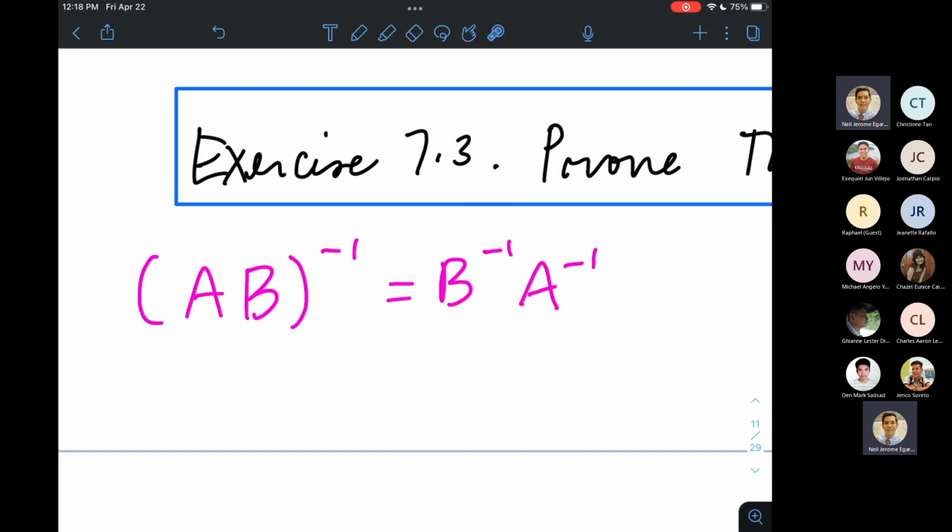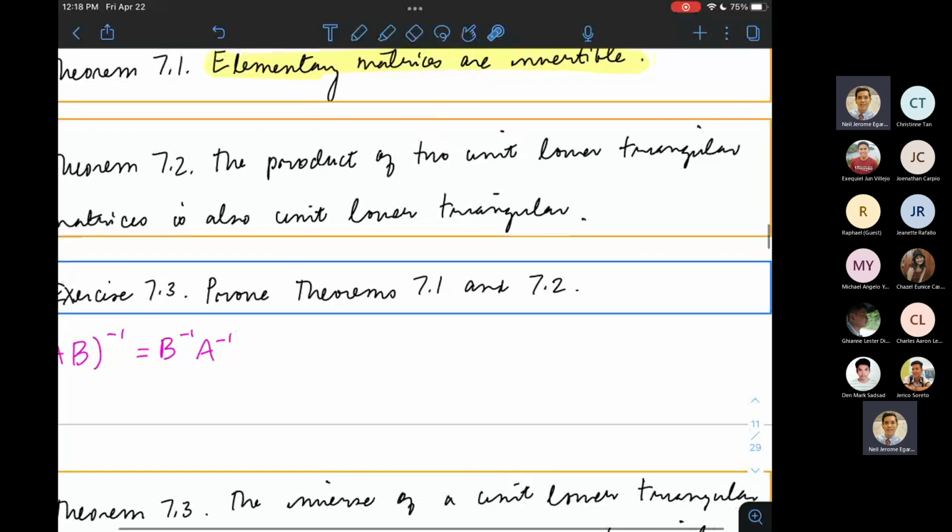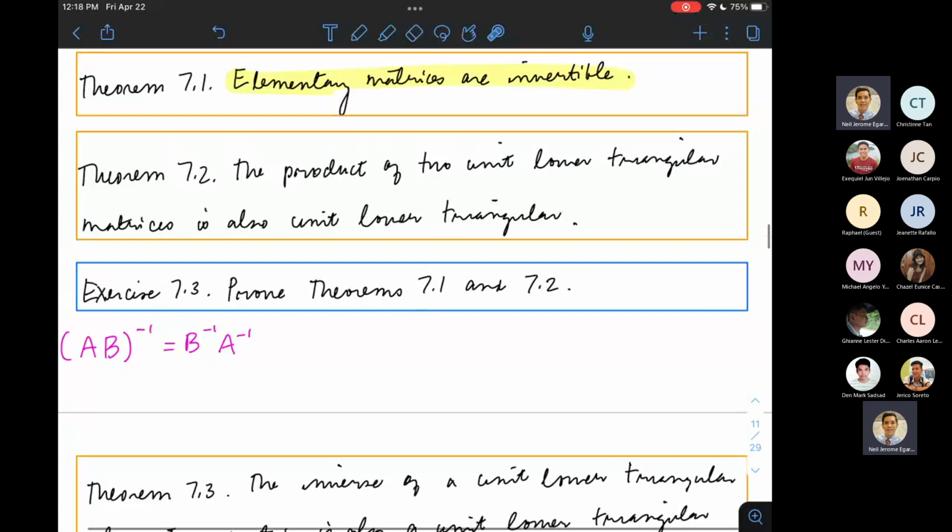And we will use that to further manipulate equation 7.3 later. Okay? Tapos ano pa yung theorem ko nilagay dito? The product of two unit lower triangular matrices is also a unit lower triangular matrix. And I think it can be proven by explicitly multiplying two arbitrary unit lower triangular matrices. Tapos makikita nyo yung product ay unit lower triangular din. Okay, but just keep that in mind.